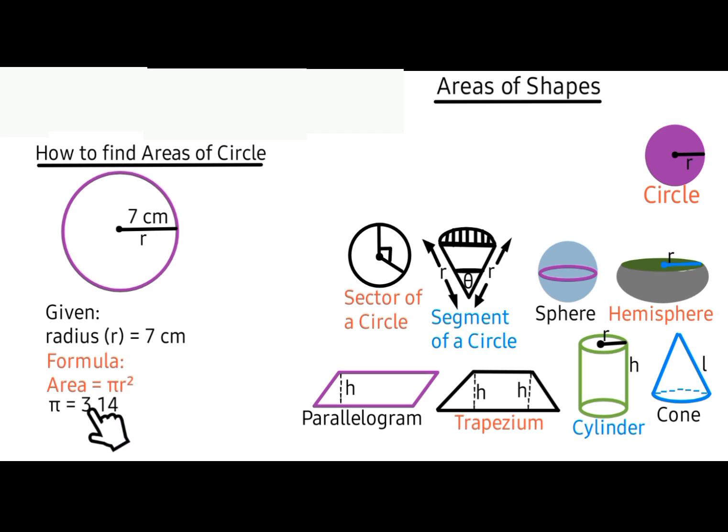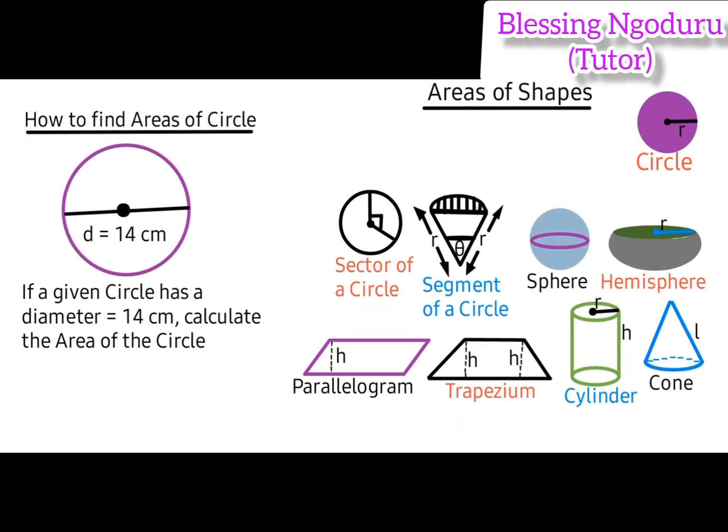So we'll substitute each of these values into our formula. Area equal to pi value being 3.14 multiplied by r square, and our r value is 7. 3.14 multiplied by 7 square, 49. 3.14 multiplied by 49, 153.86. So the area of this circle is 153.86 centimeters square. Now let's look at the next challenge.